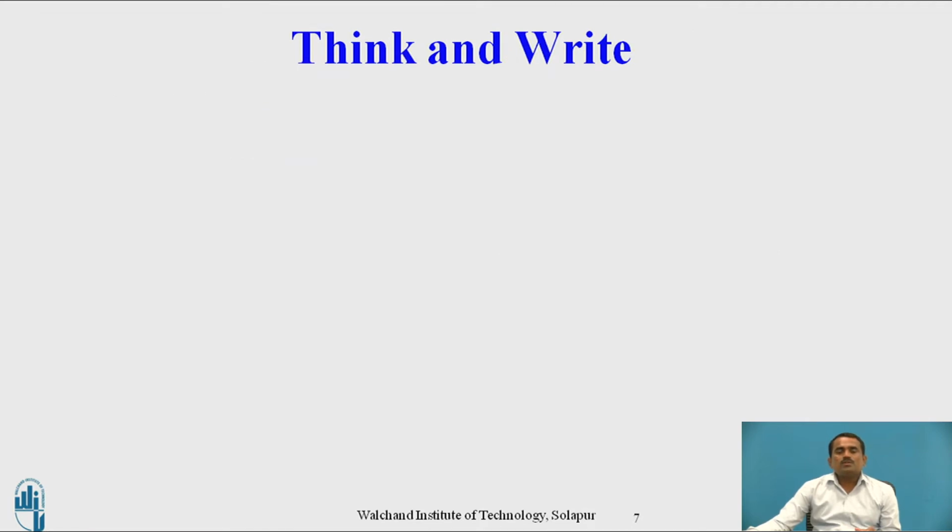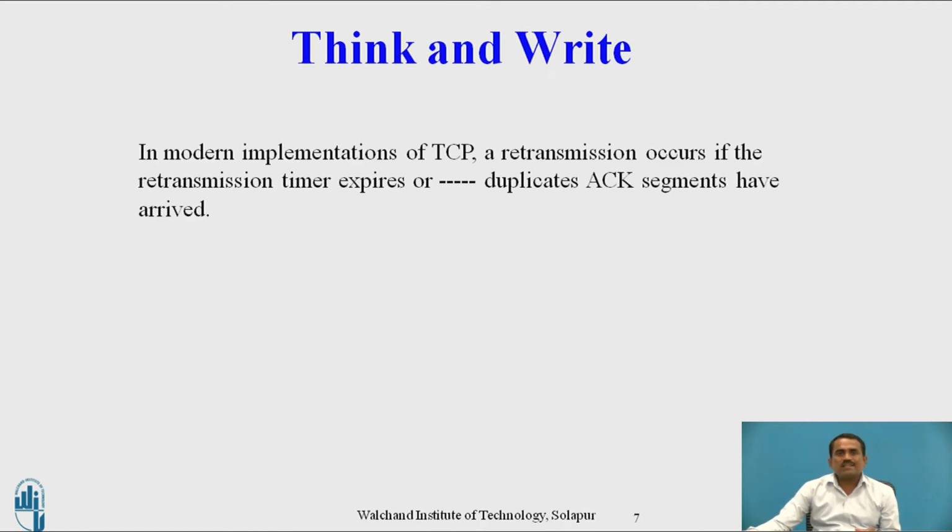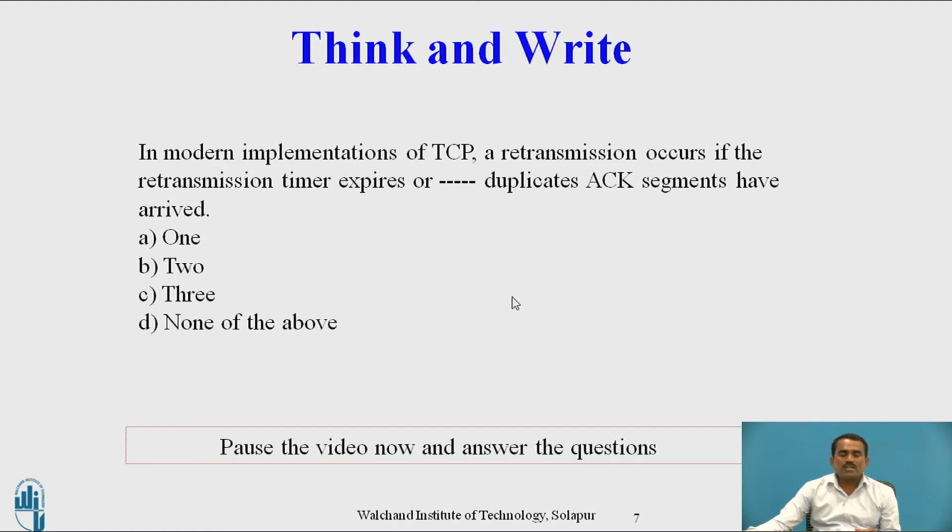Okay, now it is a break time, that is the think and write. It contains one question: in a modern implementation of Transmission Control Protocol, retransmission occurs if the transmission timer expires or dash dash duplicate acknowledgement segments have arrived. There are four options: first one is 1, second one is 2, third one is 3, fourth one is none of the above. Okay, now we can pause the video for a second and then answer the above question.